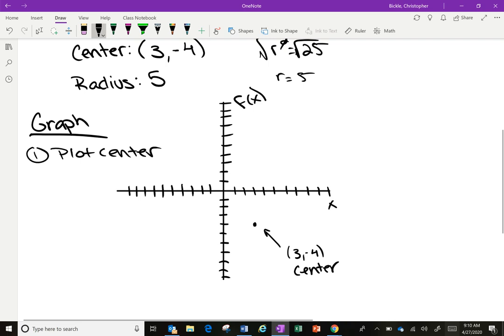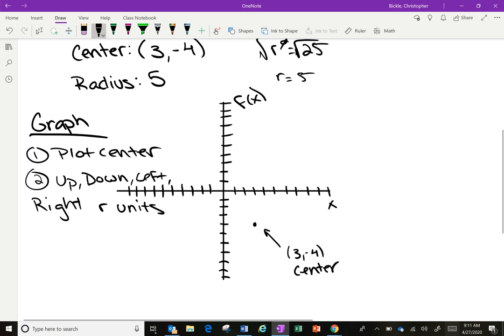After you plot the center, all you have to do to sketch a graph of the circle is this. Again, if we wanted to find more points and make this a perfect circle, you'd have to do some more work. We're not going to deal with that because we're not in this class. I want you to go up, down, left, and right, r units. When I say r units, I mean the radius. So in this case, our radius is 5. So I want to go 5 to the right and left, 5 up and down.